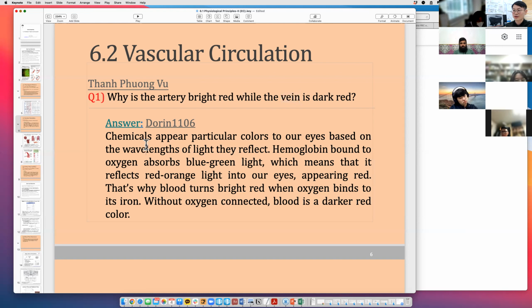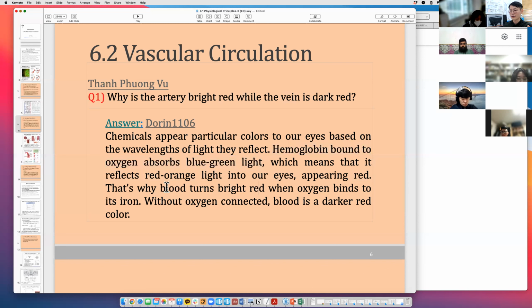All right, so Dorin also gave an answer, which is good. Let's see. Chemicals appear particular colors to our eyes, based on the wavelength of light they reflect. Very good point, Dorin. So hemoglobin bound to oxygen absorbs blue-green light, which means it reflects red-orange light into our eyes. That's very true. Good point. So that's why blood always looks red.